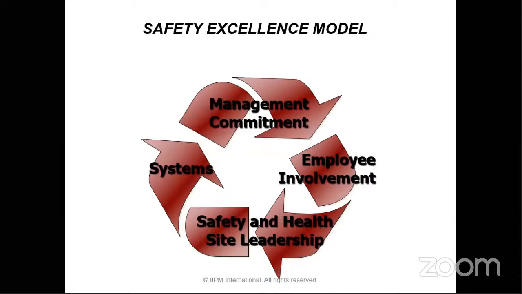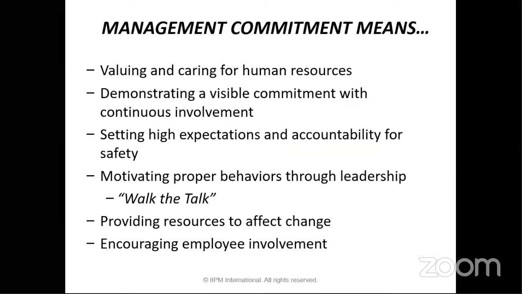Now we have what we call the safety excellence model. What is the composition of the safety excellence model? Number one, we have management commitment. Number two, we have employee involvement. Number three, we have safety and health site leadership. And then we have systems. So let's look at what each of them really means.